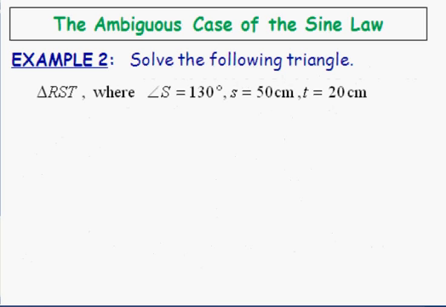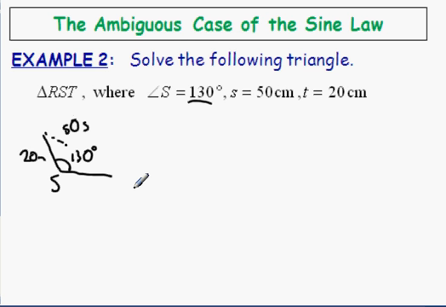In the second example, we're asked to solve the following triangle. So first thing we want to do is check to make sure there is a triangle, and then as long as there is one, we're going to solve it. So in this case, we're given an obtuse angle, 130 degrees. Okay, and we know that side S is 50 and side T is 20. So what we have to figure out is, will side S connect over here and make a triangle?